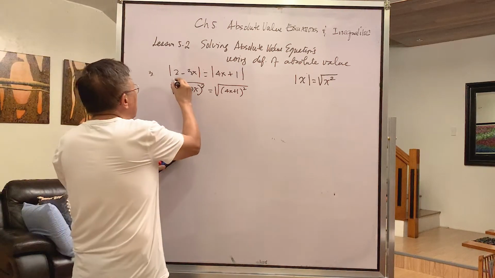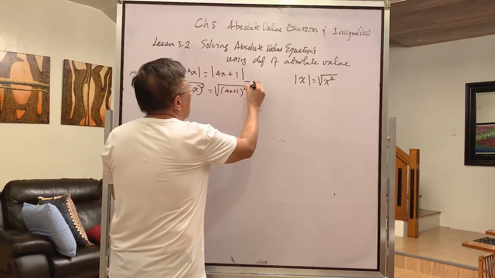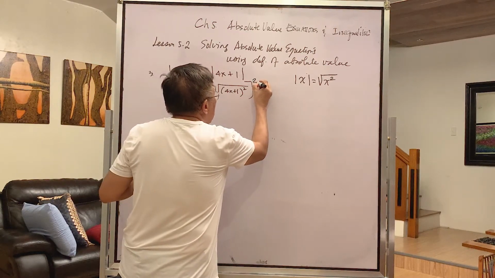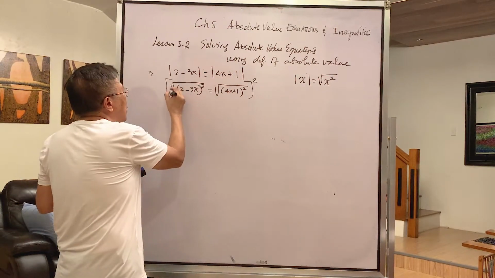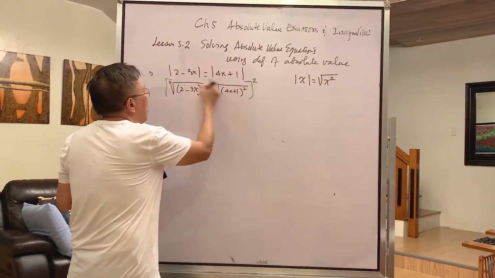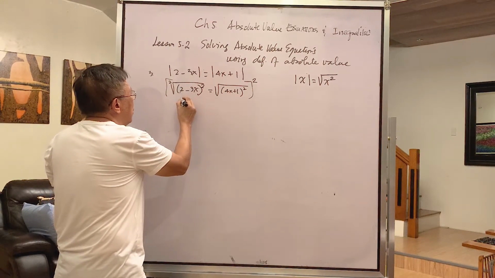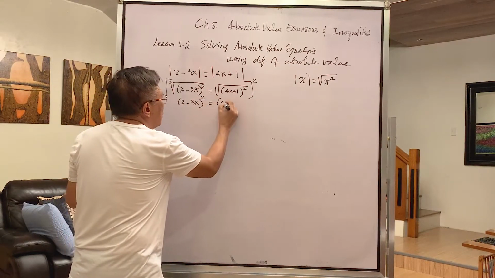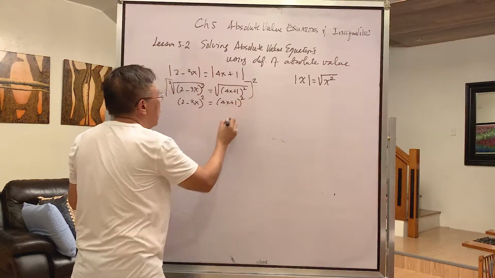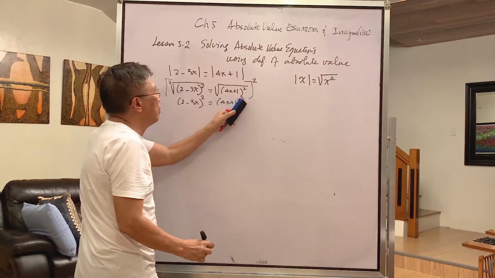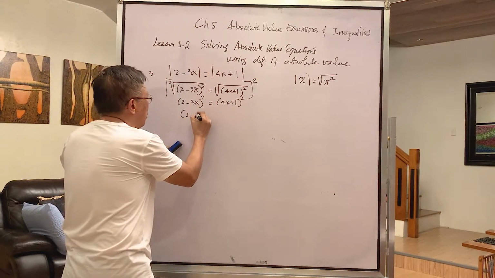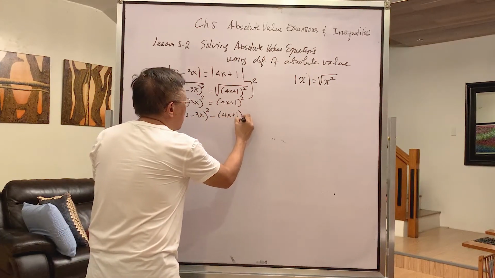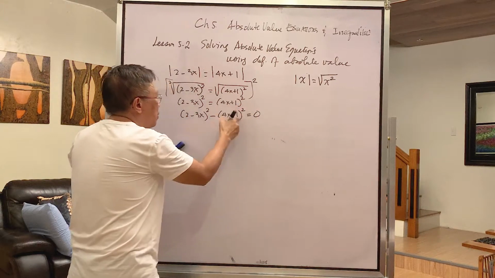Okay, so what I'll do is, I will solve this as we are solving a radical equation. I want to remove the index, so I will square both sides of the equation and I will get here what? (2 minus 3x) squared equals (4x plus 1) squared. Now, I don't need to expand this, I don't need to expand that. Instead, I am going to treat this as a difference of 2 squares by transferring this to the other side.